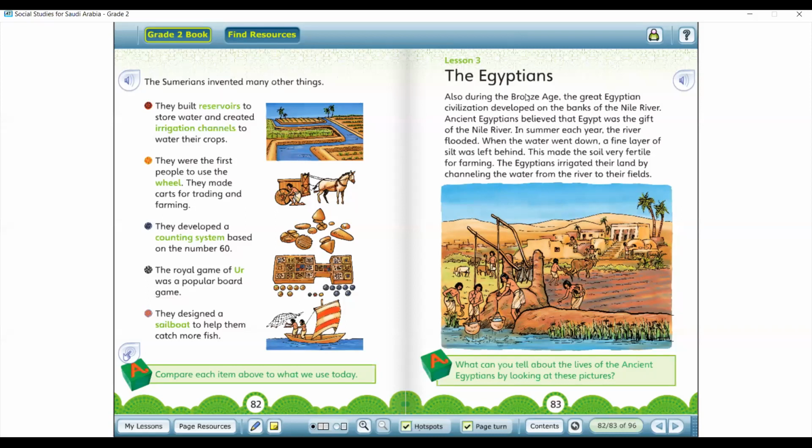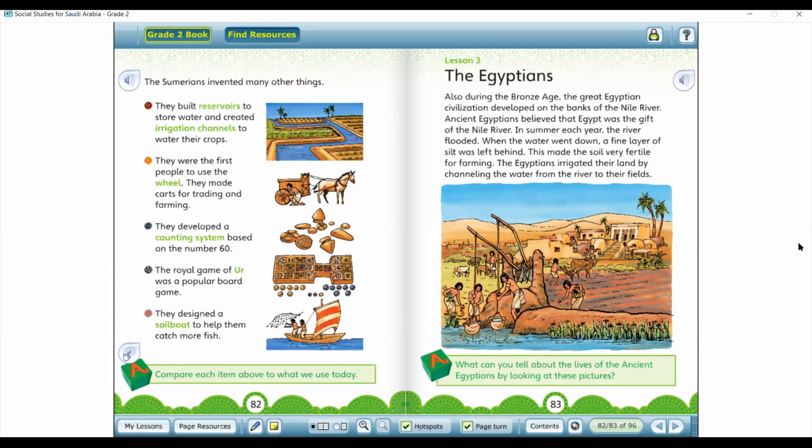Starting off, the Egyptians. Also during the Bronze Age, great Egyptian civilization developed on the banks of the Nile River. Ancient Egyptians believed that Egypt was the gift of the Nile River. In summer each year, the river flooded. When the water went down, a fine layer of silt was left behind. This made the soil very fertile for farming. The Egyptians irrigated the land by channeling the water from the river to their fields.